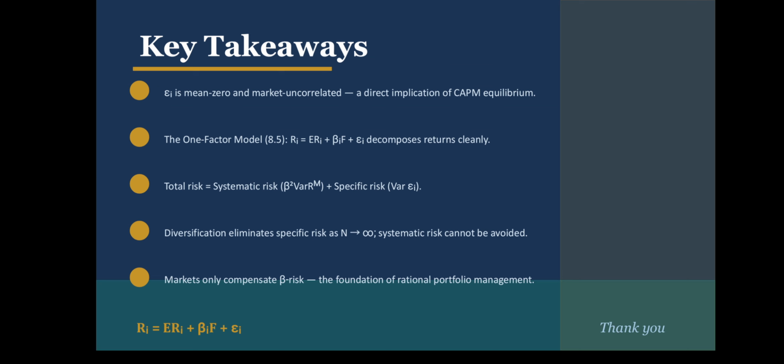So to summarize, CAPM implies that every asset return is driven by one common market factor plus an idiosyncratic residual. The residual is mean zero and market uncorrelated. Total risk splits into systematic and specific components. Diversification kills specific risk, but systematic risk is permanent.